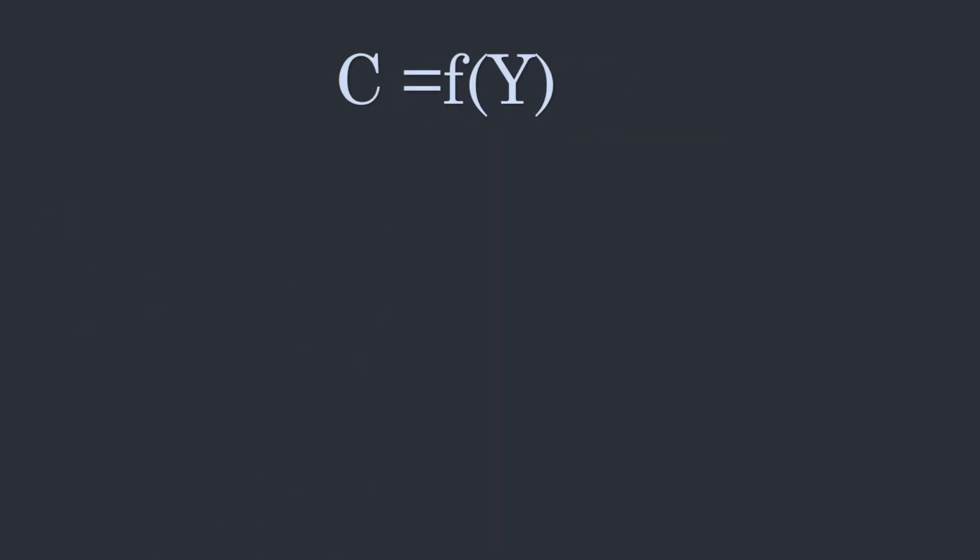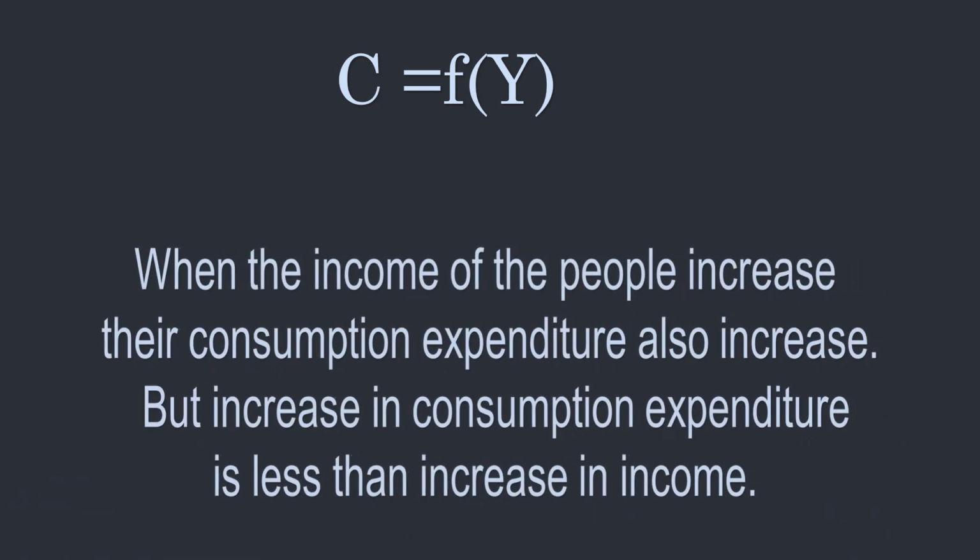Consumption function. Consumption function studies the functional relation between consumption and income. It is based on Keynesian psychological law of consumption. It says when the income of the people increase, their consumption expenditure also increase. But increase in consumption expenditure is less than increase in income.